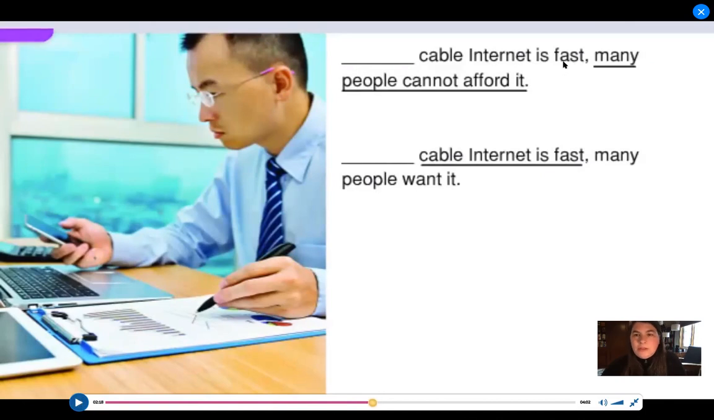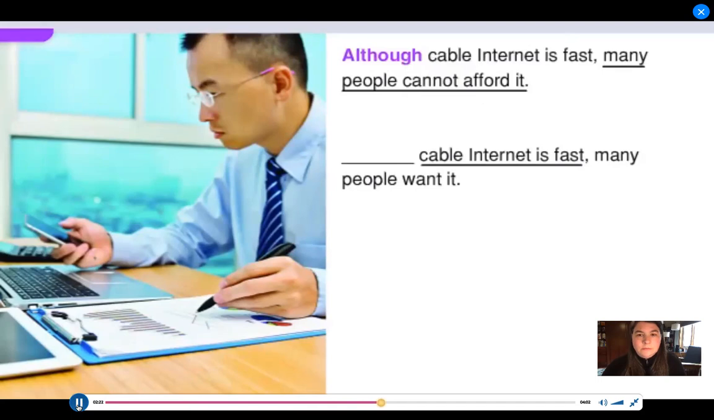Okay, cable internet is fast. Many people can't afford it. So that's a surprise, right? I think it's although internet is fast, many people can't afford it. The first part's positive, the second is negative. Down here, cable internet is fast and many people want it. Positive and positive. So this has to be because.